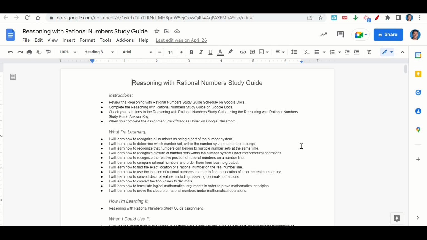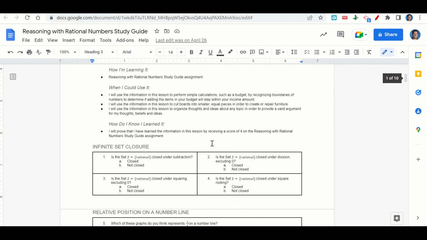Let's take a look now at the Reasoning with Rational Numbers study guide. Our study guide begins with our learning goals and success criteria. If we scroll down, we'll see the questions that we need to answer.